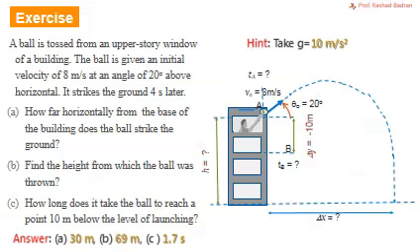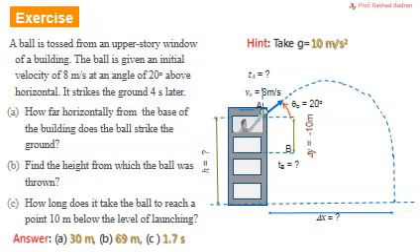This is a good training exercise for a student to do. The ball in this case is thrown with an initial velocity of 8 meters per second at an angle of 20 degrees above the horizontal. And as you see, the path of the ball is a little bit different from that one.